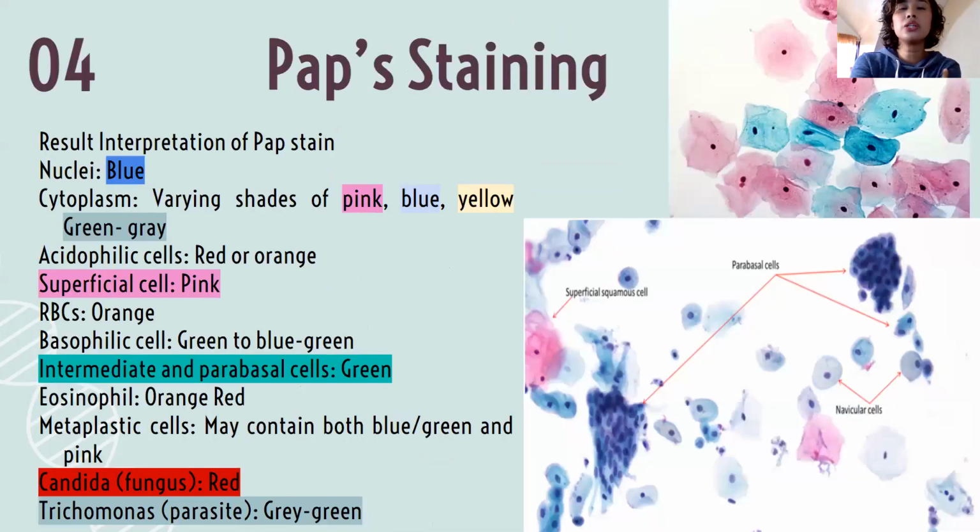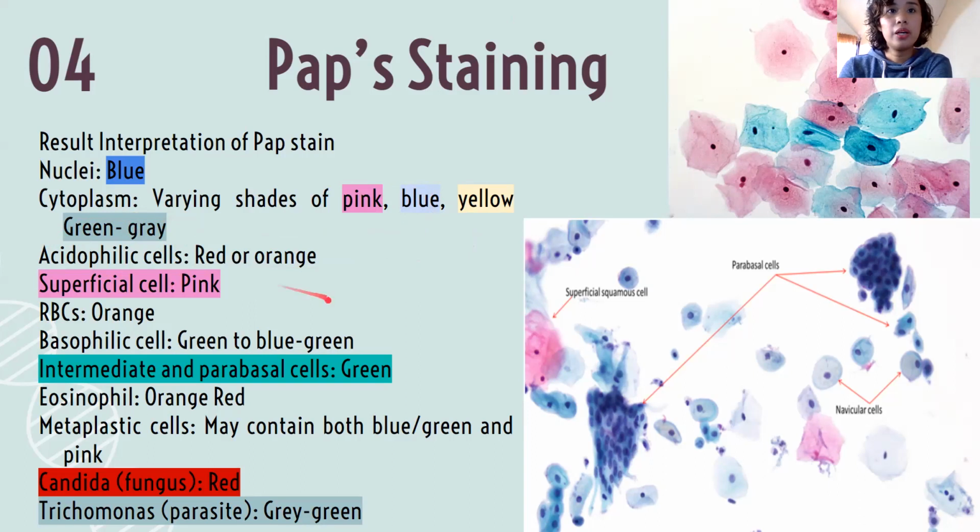Okay? So these are the results, class, of your Pap staining. So ito yung kinulayan ng OG6. Tapos ito yung kinulayan ng EA50 or EA36. Ang galing, no, guys? So the nuclei are blue. So guys, sa mga squamous cells, pyknotic nucleus, ang liliit. Cytoplasm, pink kung superficial, green-gray kung mga intermediate cells, blue kung parabasal cells. Mamaya, malalaman natin.